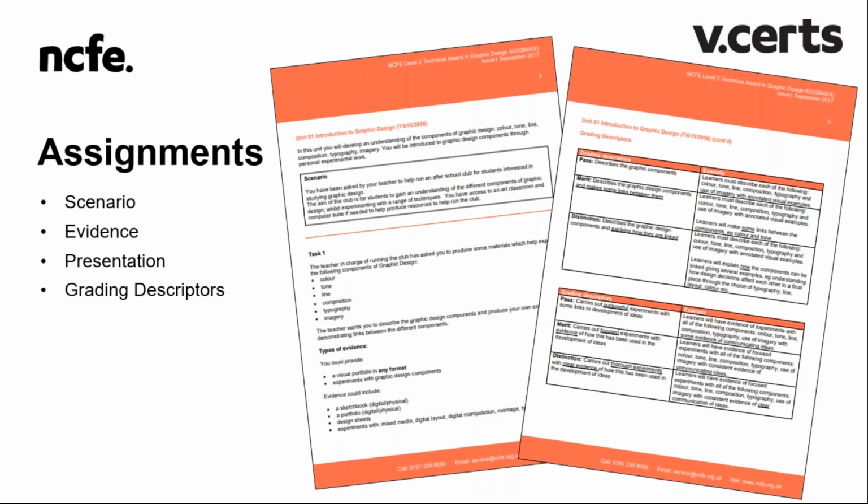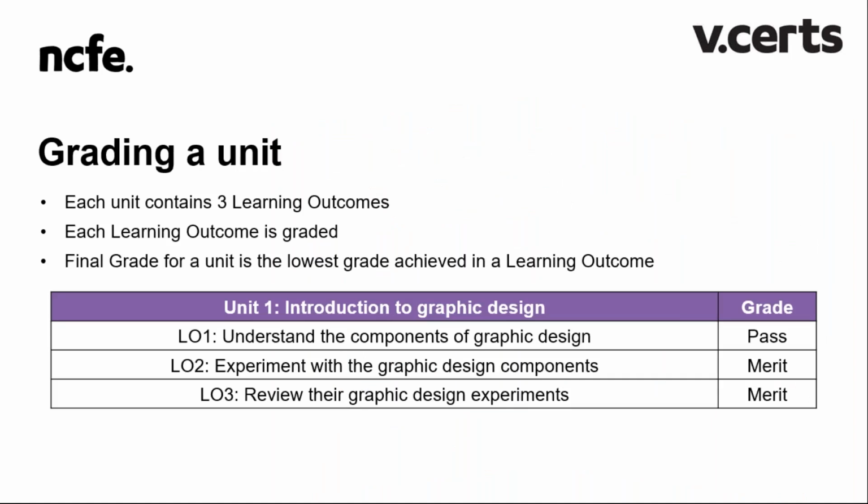So they're the grading descriptors, probably the most important part of the assignment. When it comes to grading, a unit will consist of 3 learning outcomes, and each learning outcome is graded. So to get a pass in the unit, the learner needs to achieve a minimum of a pass in each learning outcome. So they have to demonstrate that same level of competency in each learning outcome if we're to judge the unit to be at that level of competency.